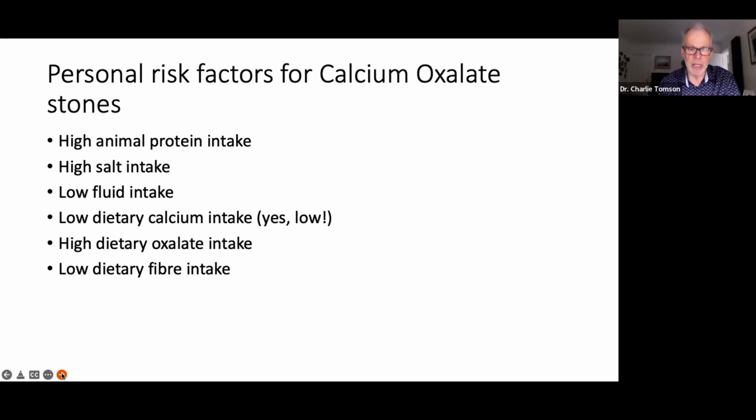I'll give you a brief explanation now. A low dietary calcium intake effectively increases the bioavailability of oxalate much more than it decreases the bioavailability of calcium. And oxalate availability has a major impact on the risk of kidney stones.